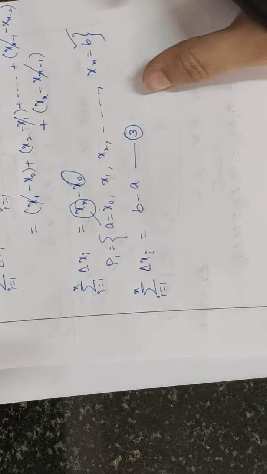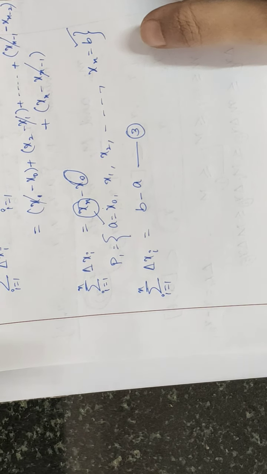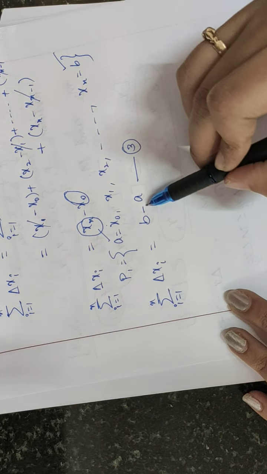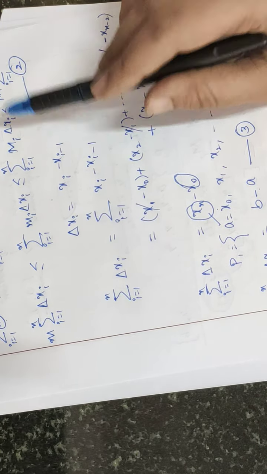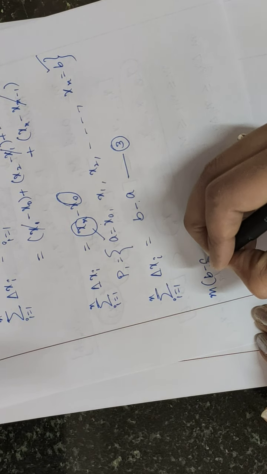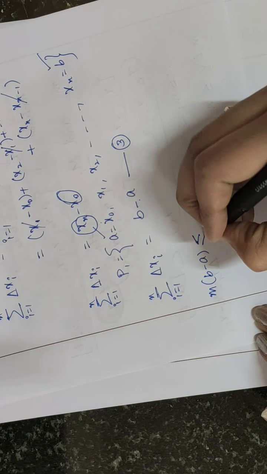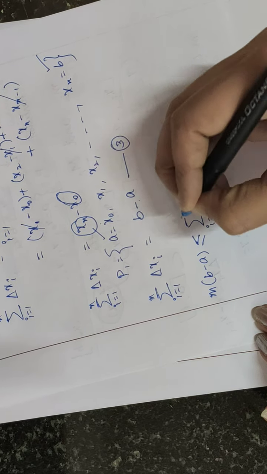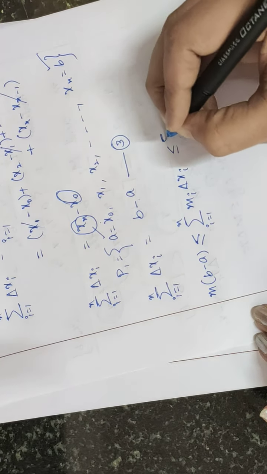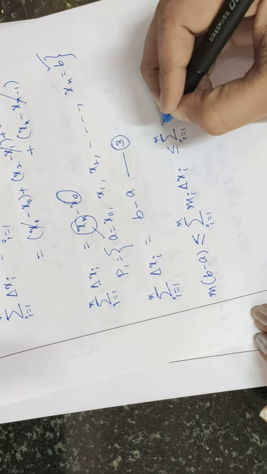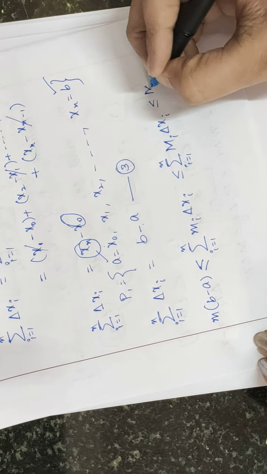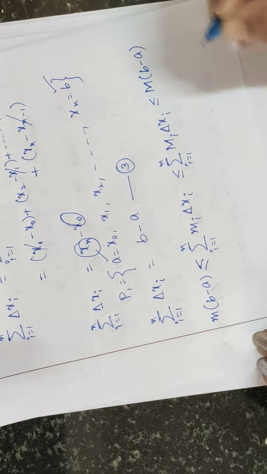This is your equality number 3. Now using equation 3, your inequality 2 can be rewritten as m into (b minus a) less than or equal to summation i equals 1 to n of m_i delta x_i less than or equal to summation i equals 1 to n of M_i delta x_i less than or equal to M into (b minus a).